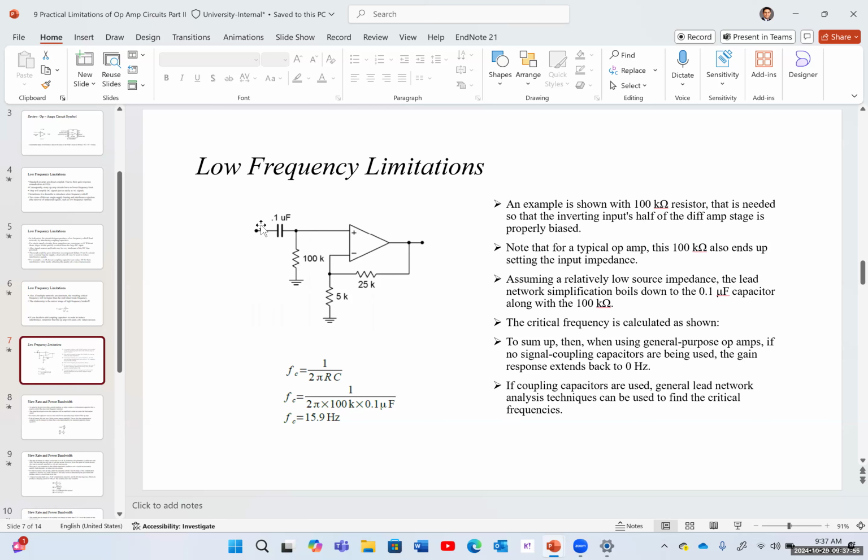So the op-amp itself, on its own, doesn't have a lower limit on its cutoff frequency, but when we add a coupling capacitor, it creates an RC filter, and therefore it puts some limitation on the op-amp. The way that we calculate this lower cutoff frequency is using this equation, same as a passive filter: FC is going to be 1 over 2 pi RC. R is the resistor connected to the ground here, and C is the coupling capacitor.